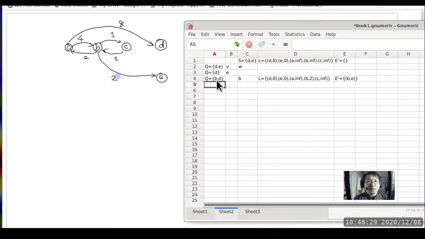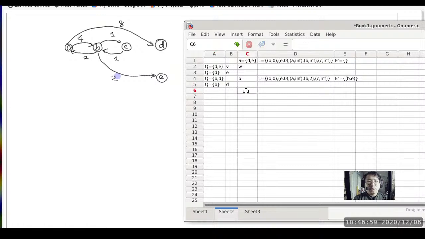So now we get back to the outer loop, the while loop. We look at Q, which is non-empty, and then we look at the vertices B and D and see which one has a smaller L value. So out of these two, D has a smaller L value, so we're going to choose D this time. And then every time we choose something out of Q, we have to remember to remove it from Q so that we don't get into an infinite loop.